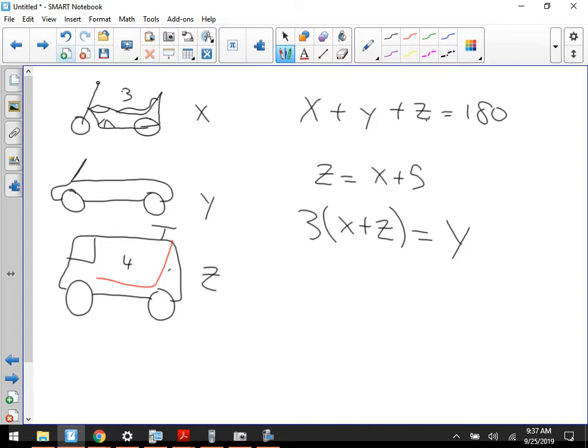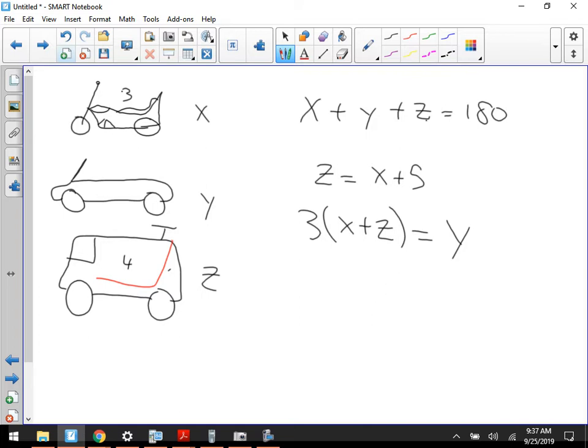Now, once again, there's a couple of different ways you can go about doing this. Some people have distributed the 3. You get 3x plus 3z is y. That's perfectly fine. In my head, I start seeing this again very similar to the one we just did. There's a ton of substitutions here.